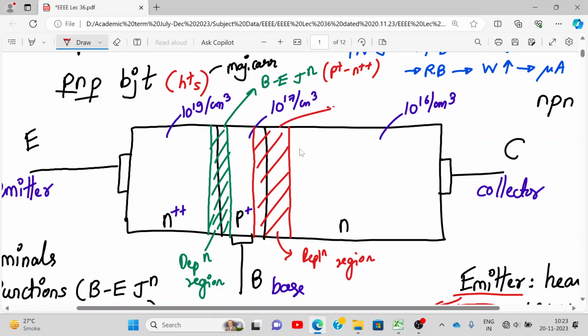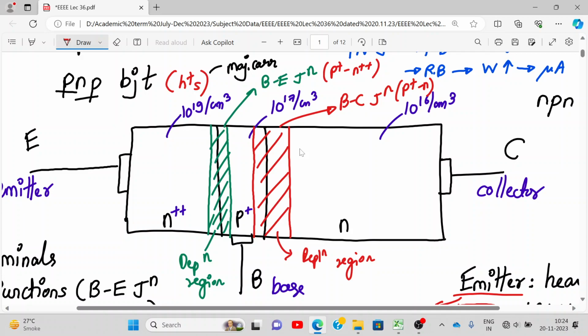And this depletion region, this junction, is called the base collector junction, which is formed between the P plus and N regions. Okay, have we drawn the structure? Draw the structure and explain the construction.